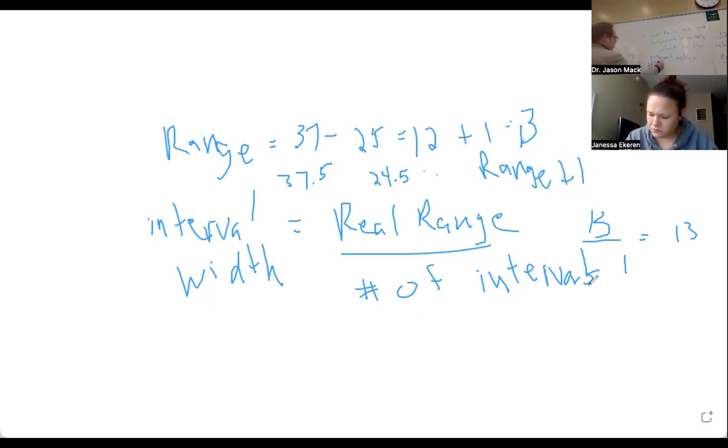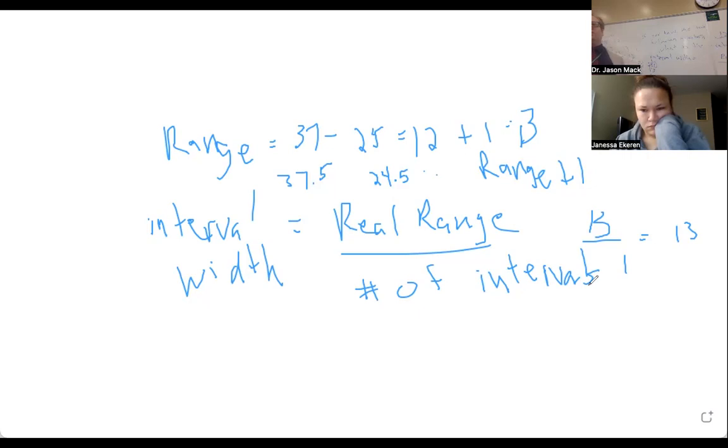Well, we took 22 minus 1. But no, actually that would be 110. So this is the real range, which is always the range plus 1. So 21 plus 1 is 22, divided by the number of intervals. And in this case, it'd be 1, 2, 3, 4, 5, but it'd be the whole range.